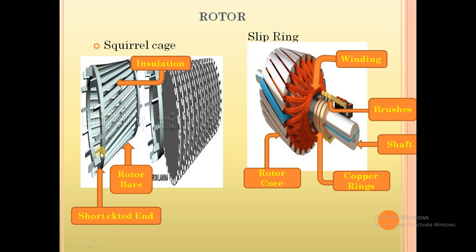Hence mostly aluminum bars are used for the rotor. These bars are nothing but the winding, we can say, the rotor winding. Between these rotor bars there is mica insulation, and at both ends these bars are totally short circuited, and we cannot access any external resistance in this circuit.